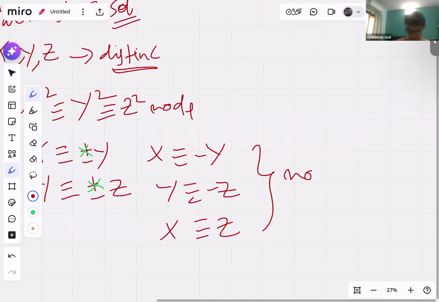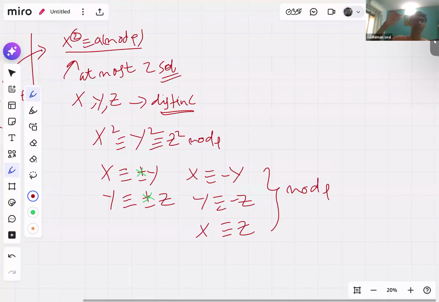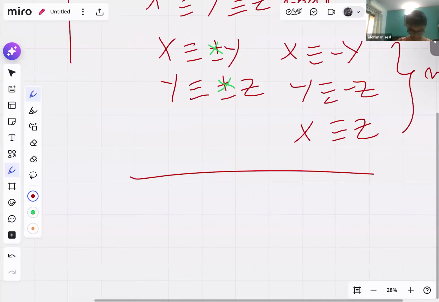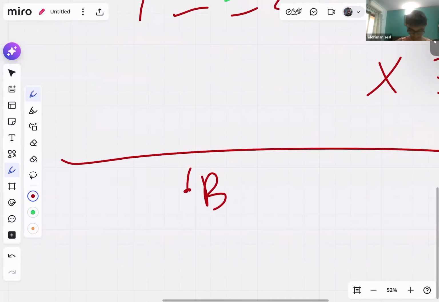So we know that there are at most two distinct solutions, and this generalizes to some extent. A polynomial can have at most n solutions, even mod p, where n is the degree. But we will not discuss that here. We may look at that later. Now here's the first big lemma or theorem.